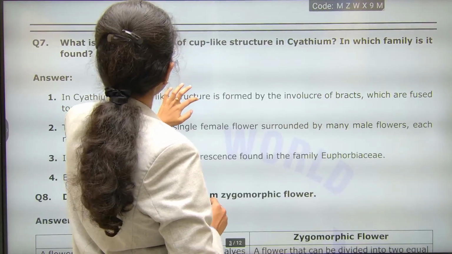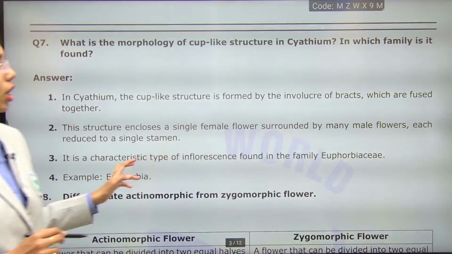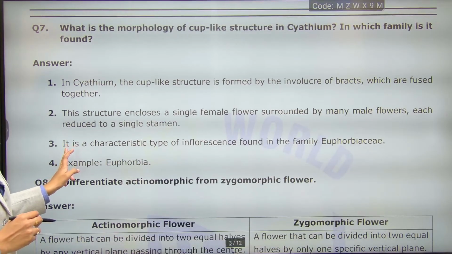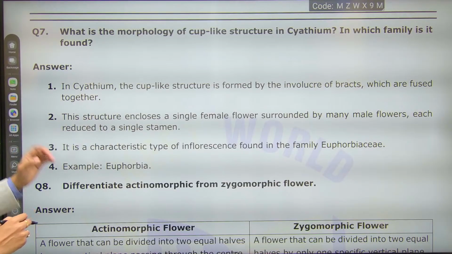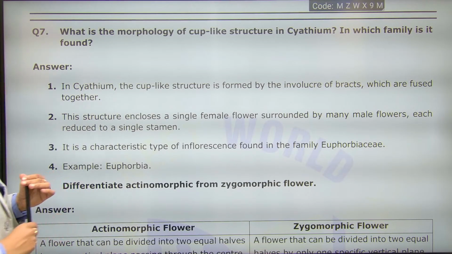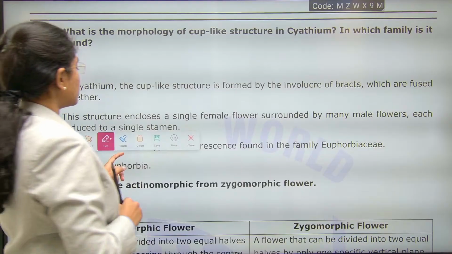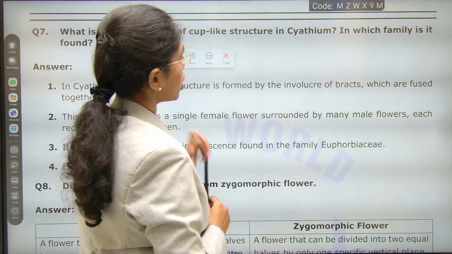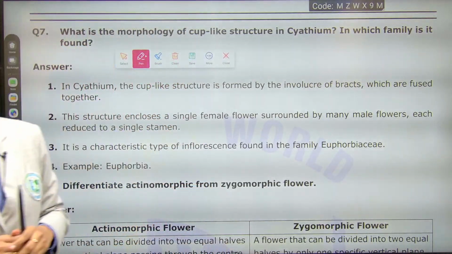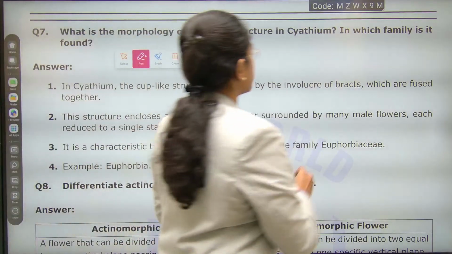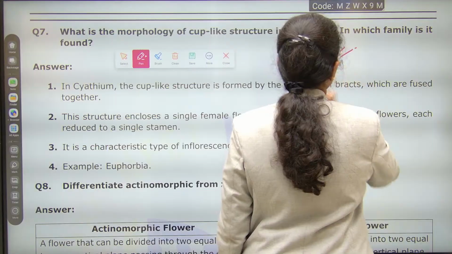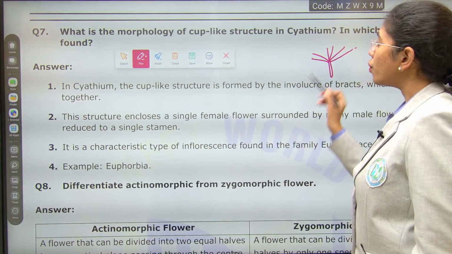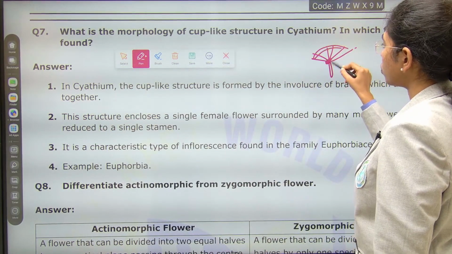What is the morphology of the cup-like structure in Cyathium? In which family is it found? Cyathium is the cup-like structure that is formed by an involucre of bracts, which are fused together at the base.